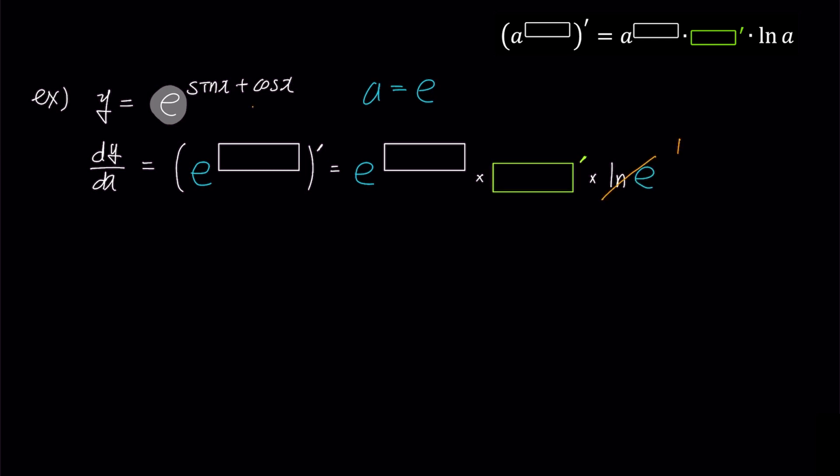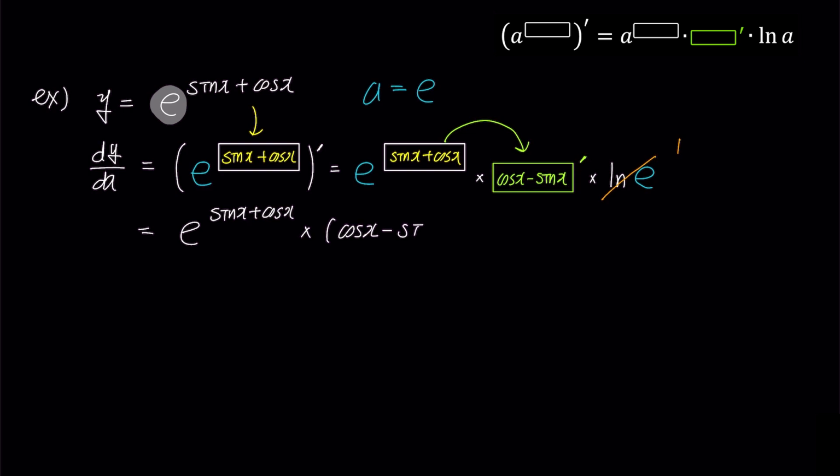Now let's put sine x plus cosine x in the left box as the exponent of the problem, and also put sine x plus cosine x in the right box. Since box prime represents the derivative of the white box, we'll put the derivative of sine x plus cosine x, which is cosine x minus sine x, in the green box prime. We have our answer. Simplifying it, we get e to the power of sine x plus cosine x times cosine x minus sine x.